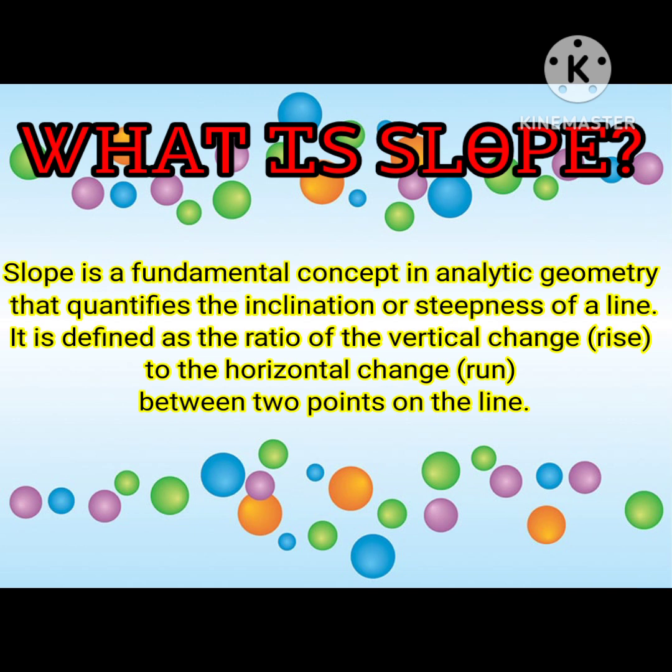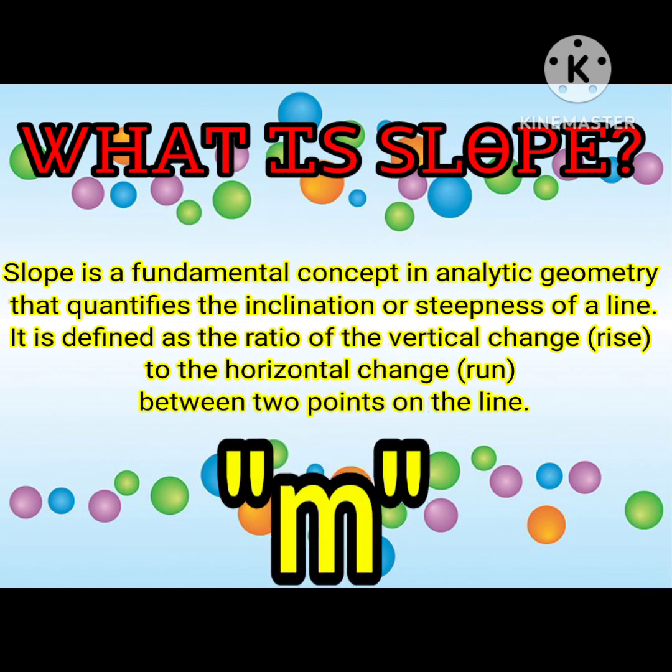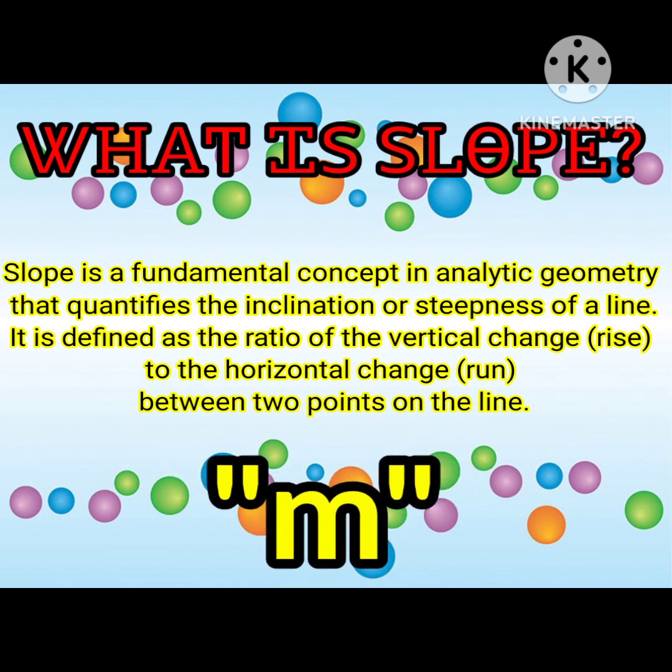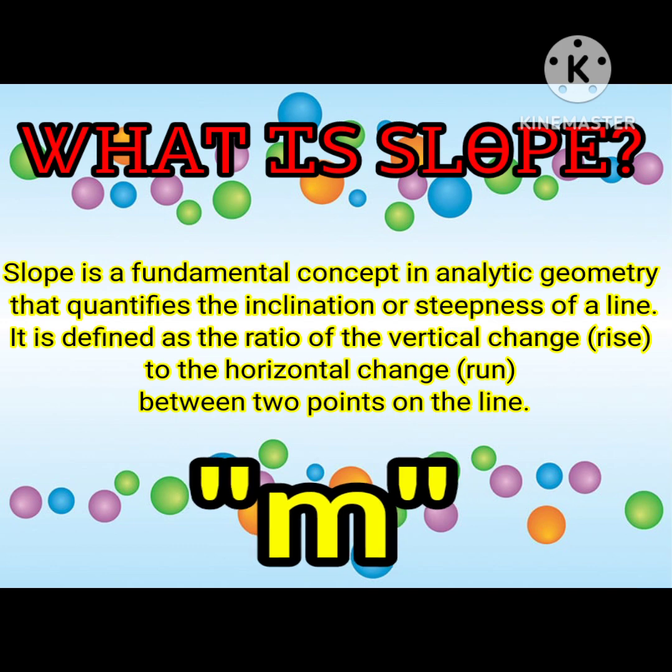Slope is a fundamental concept in analytic geometry that quantifies the inclination or steepness of a line. It is defined as the ratio of the vertical change, which is the rise, to the horizontal change, which is the run, between 2 points on the line. Slope is denoted by the letter m, and it has diverse applications in describing rates of change in various real-world scenarios.